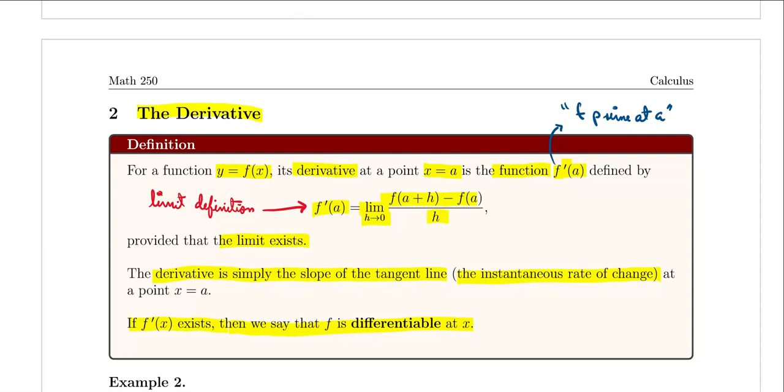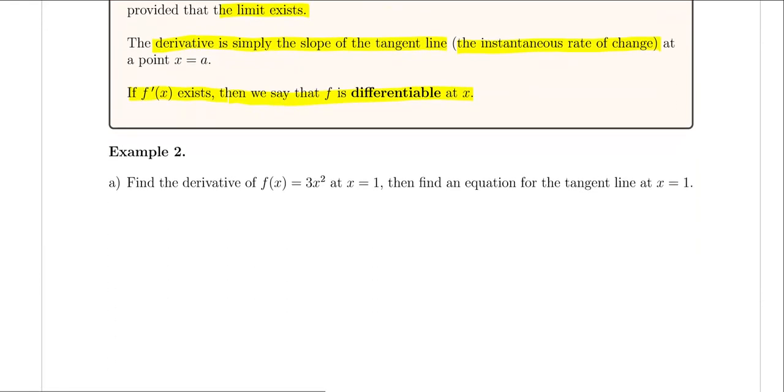Okay, so now let's put our derivative formula into practice by taking a look at this function. Let's see if we can figure out the derivative of the function f of x equals 3x squared at x equals 1, and then find the equation for the tangent line at x equals 1. This is going to be a very typical exam problem. I'll give you a function, I'll ask you to find the derivative and the equation for the tangent line. So let's get some practice.